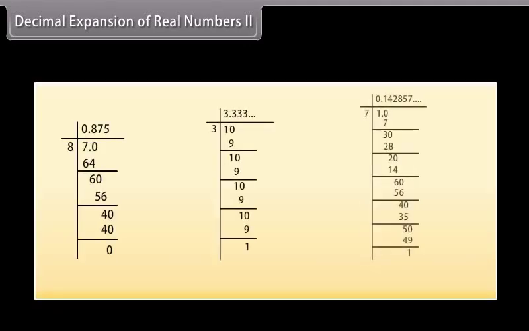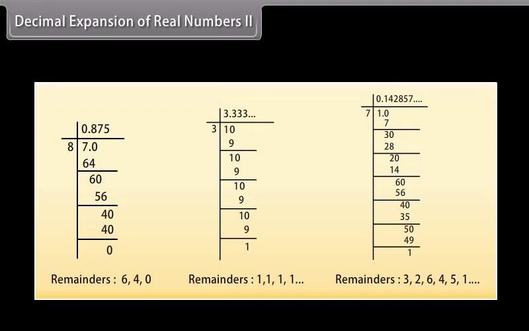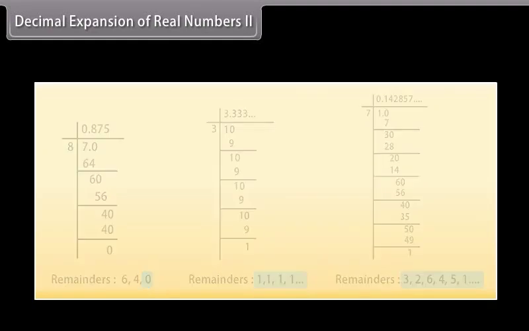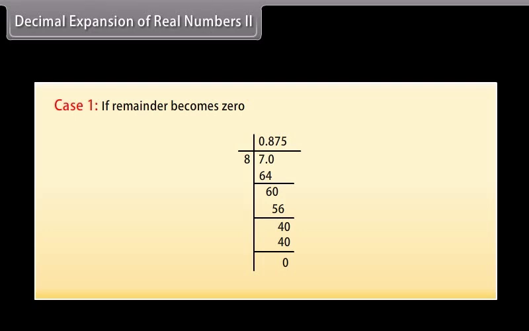Decimal expansion of real numbers. Did you notice something here in all these examples? Notice that here the remainder either becomes 0 after a certain stage or starts repeating itself. Let us go through these cases one by one. Case 1 is, if the remainder becomes 0, then the decimal expansion ends after a finite number of steps. The decimal expansion of such numbers is terminating.